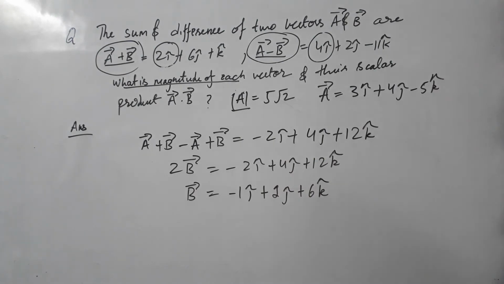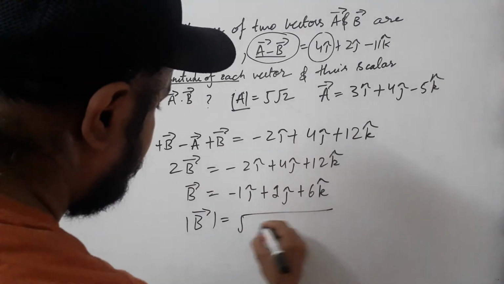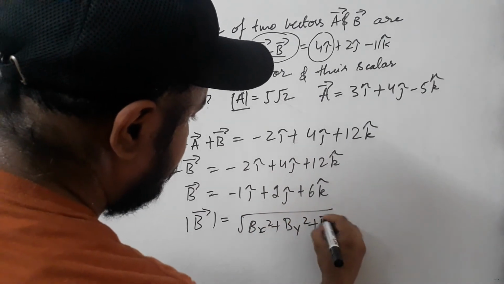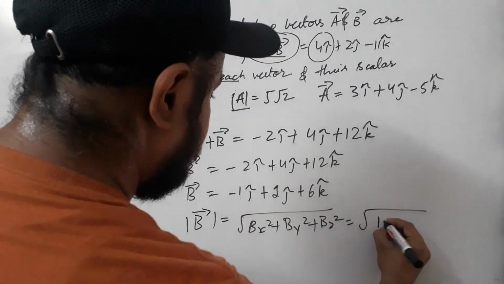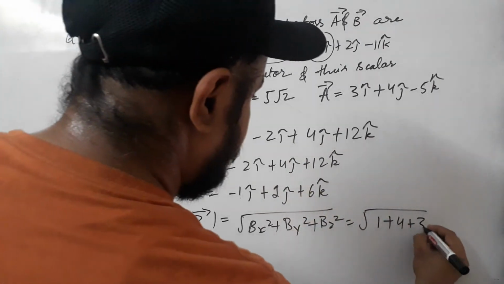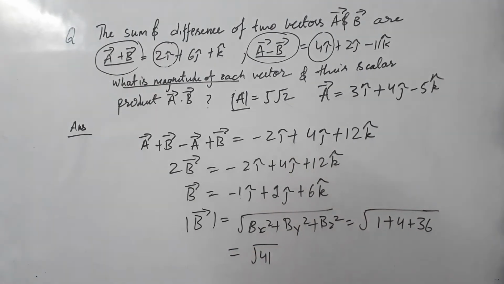Now we have to find the magnitude of the b vector. How will we be finding it out? Just bx square plus by square plus bz square, which is equal to the square of minus 1, that is 1, the square of 2, that is 4, and the square of 6, that is 36. So its value will be under root of 41. That is not a perfect square, so we can leave it up to this.